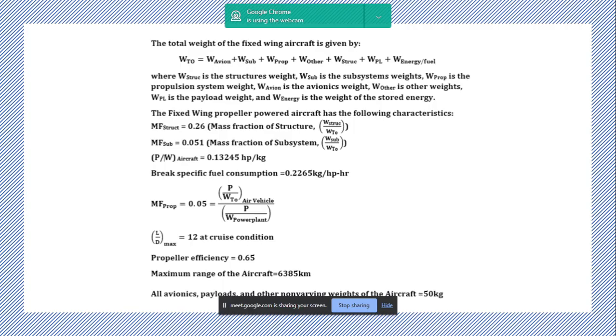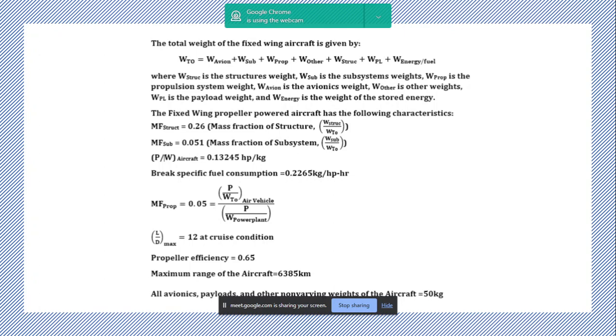So this question was in your assignment 10. It is very similar to one of the questions that we have solved in the initial lectures. So let's just read the question. The total weight of a fixed wing aircraft, the takeoff weight, is given by individual weights: the weight of the avionics systems and various other subsystems, the propeller, that is the propulsion device, the miscellaneous weight, structural weight, payload weight, and the energy weight of the fuel. Okay, so these are the explanations of each of those weights.